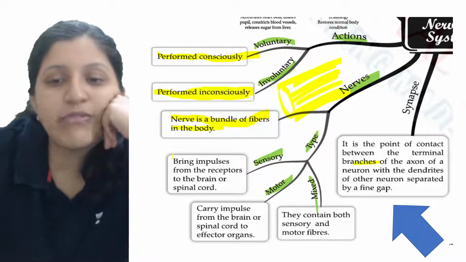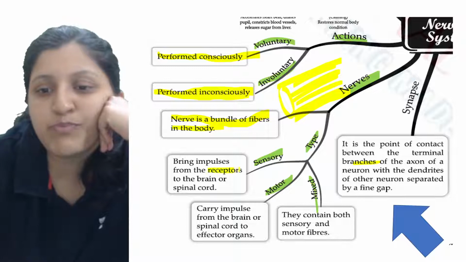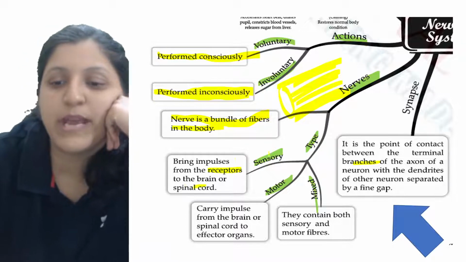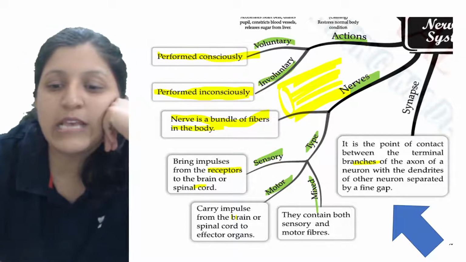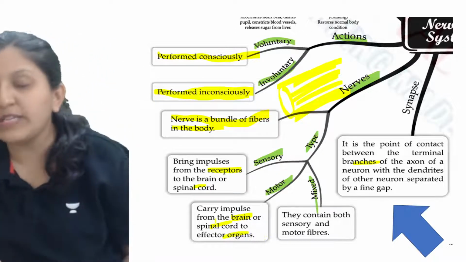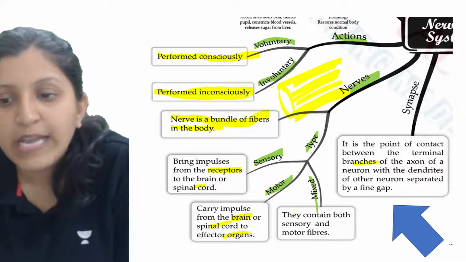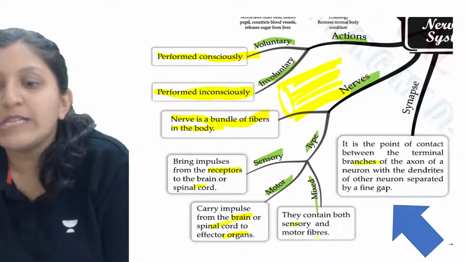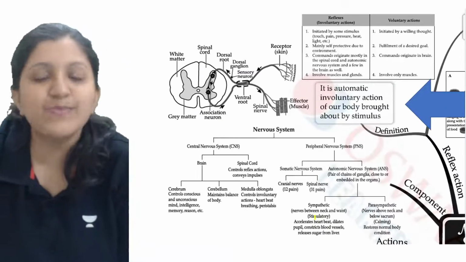A sensory nerve brings the impulse from the receptor to the brain or spinal cord. A motor nerve carries the impulse from the brain or spinal cord to the effector organ, which is a muscle or a gland. A mixed nerve contains both sensory and motor fibers.